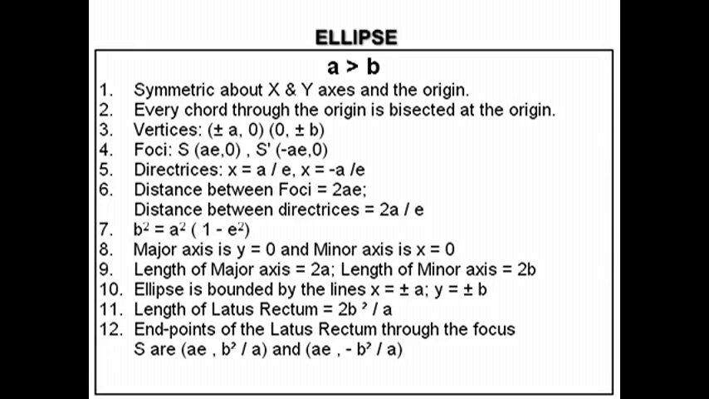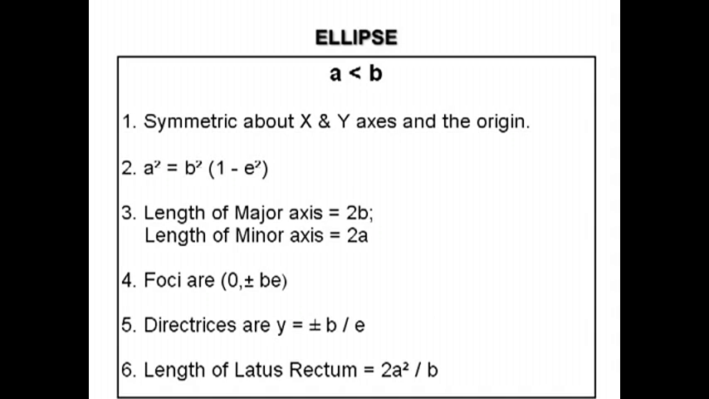There are two latera recta of this ellipse. Because of symmetry, length of each latus rectum is 2b square upon a. The endpoints of latus rectum through the focus S are... For the ellipse a less than b.